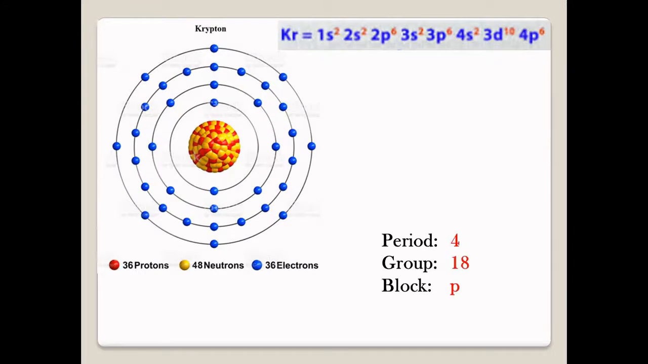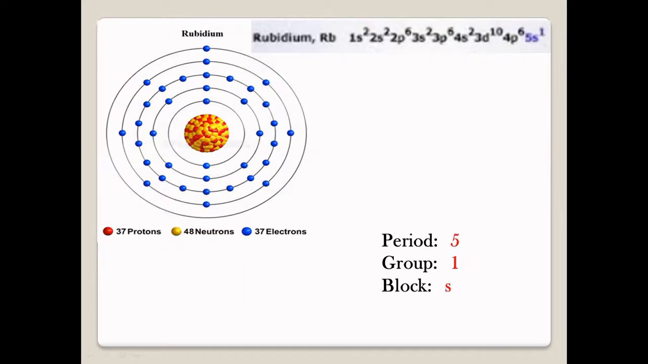This is krypton. Its electronic configuration is 1s2, 2s2, 2p6, 3s2, 3p6, 4s2, 3d10, 4p6. This 4 indicates period 4. This p indicates a p block element, and the summation of these, 2, 6 and 10, indicates it is a group 18 element. Okay, this is rubidium, which is a period 5, s block, group 1 element.